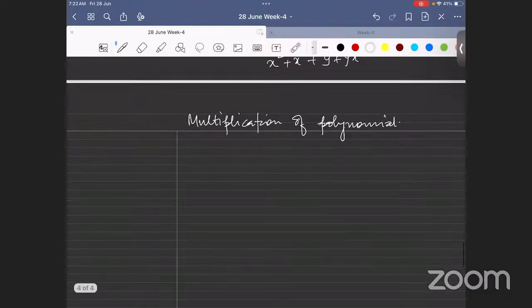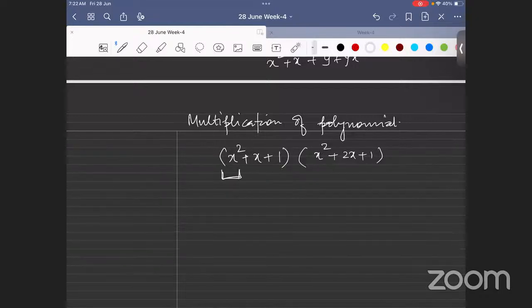Okay. So for the multiplication, you just have to multiply each term of the first polynomial to each term of the second polynomial. So let's start with a simple example: x square plus x, and you have to multiply it with x square plus 2x plus 1. For the multiplication, you just take the first term of this polynomial, and then multiply it with each term of the second.